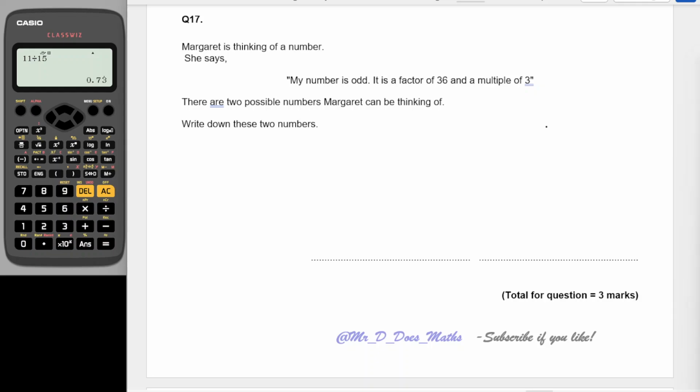So I'm going to start by looking at 36. So I've got the factor pairs of 36: 1 and 36, 2 and 18, 3 and 12, 4 and 9, and 6 and 6. Okay, so I'm after odd numbers that are multiples of 3. So we've got an odd number there that's a multiple of 3. We've got a multiple of 3, but that's not odd. We've got an odd number there. And that's the only 2 odd numbers that are multiples of 3. So 3 and 9.